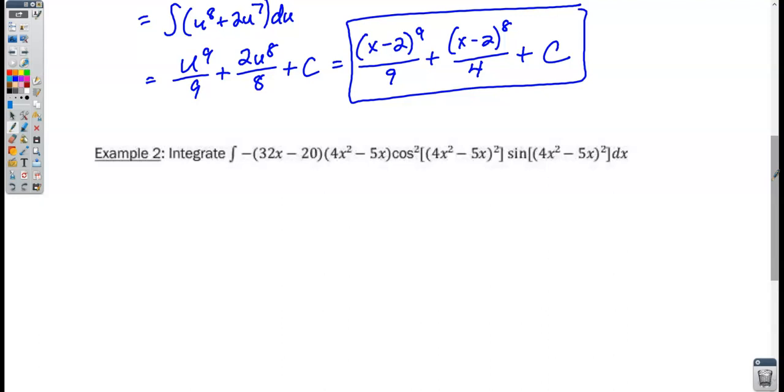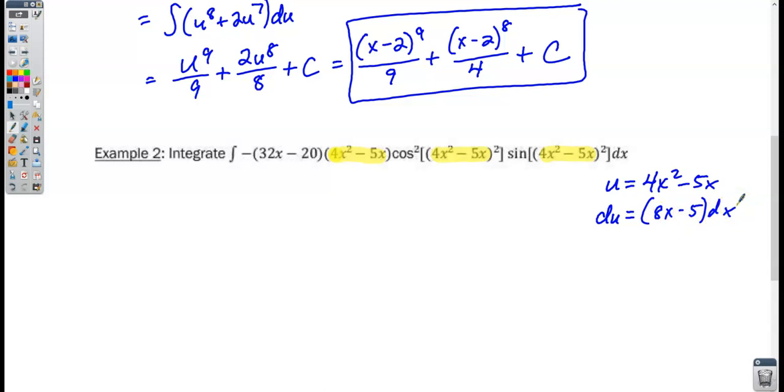So I think what I'm going to do in this one, instead of trying to work too hard for a substitution, I see this quantity 4x squared minus 5x a bunch. And I know that if I take the derivative of that, it's 8x minus 5, which is a factor of this 32x minus 20 right here. So I'm going to start and say, okay, let's let u be the quantity 4x squared minus 5x. And then we take the derivative of this, du is equal to the quantity 8x minus 5 dx.